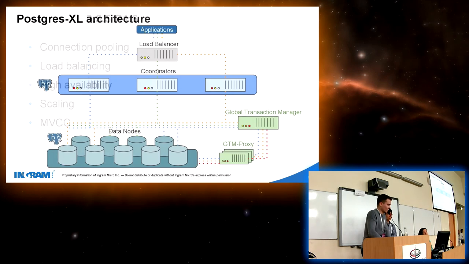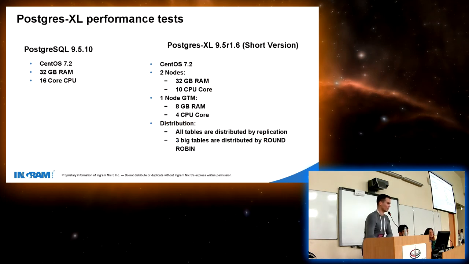Speaking about architecture, you have applications, load balancers, coordinators, the Postgreses and data nodes. These are also Postgres. You have the Global Transaction Manager, GTM, and the GTM proxy to send the statuses to the global transaction manager and to group them for better performance. One needs to say that the coordinators are Postgres, and the data is stored in data nodes. As Sergei already told, you cannot get rid of physics.